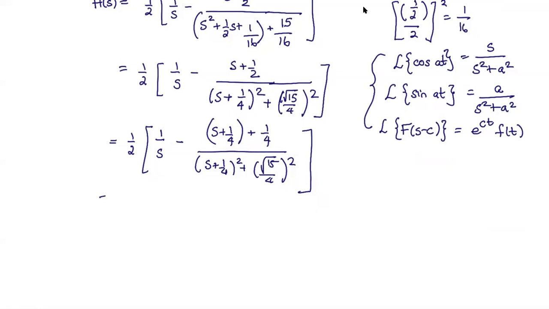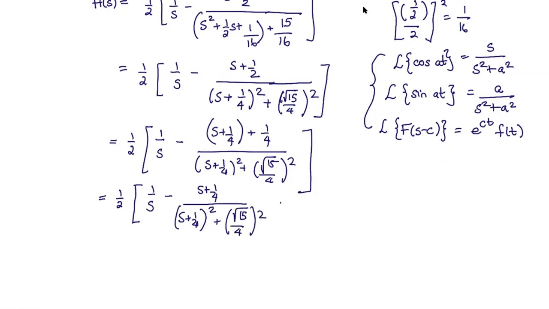So given that, I can now split this because linearity helps us in this particular case. I can split this so that I get s plus 1/4 all over s plus 1/4, the quantity squared, plus the square root of 15 over 4, the quantity squared, plus 1/4 all over s plus 1/4, the quantity squared, plus the square root of 15 over 4 squared. You can see you're spending a lot more time finding the inverse Laplace transform than you are actually solving the equation.